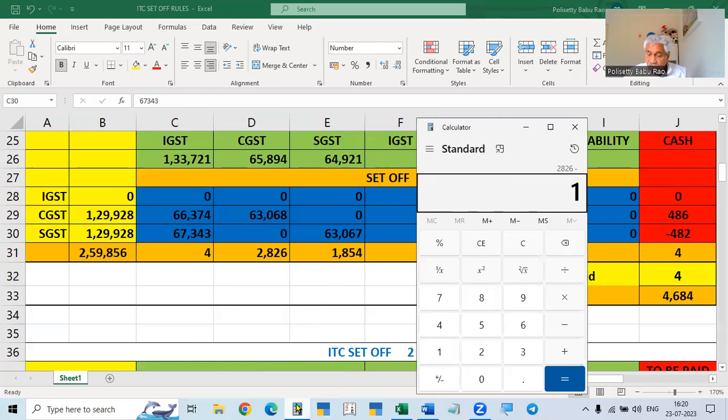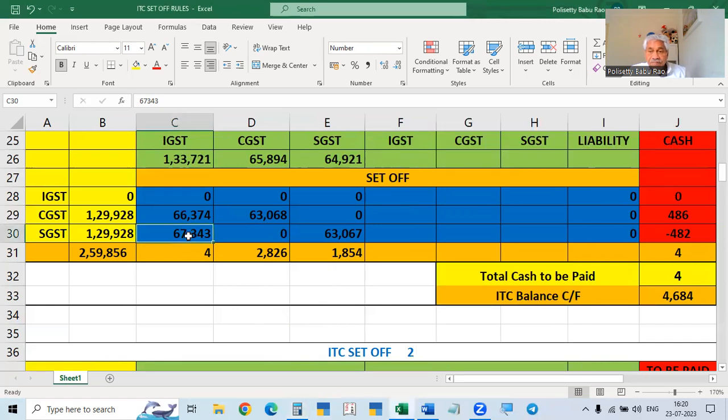9,826 minus 1,854, that is 2,826 minus 1,854, 972, 486, 486 it is. So here we have to increase 4 more rupees, 7 we have to make. You see here, 486 we have to increase the claim.